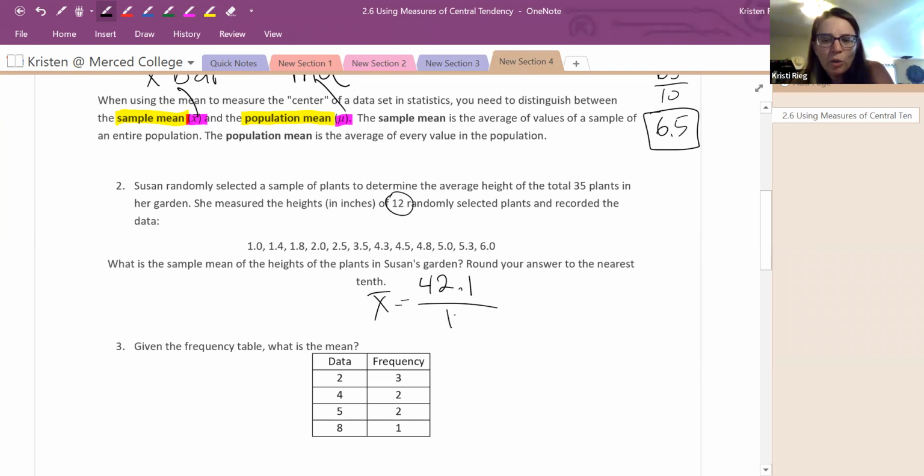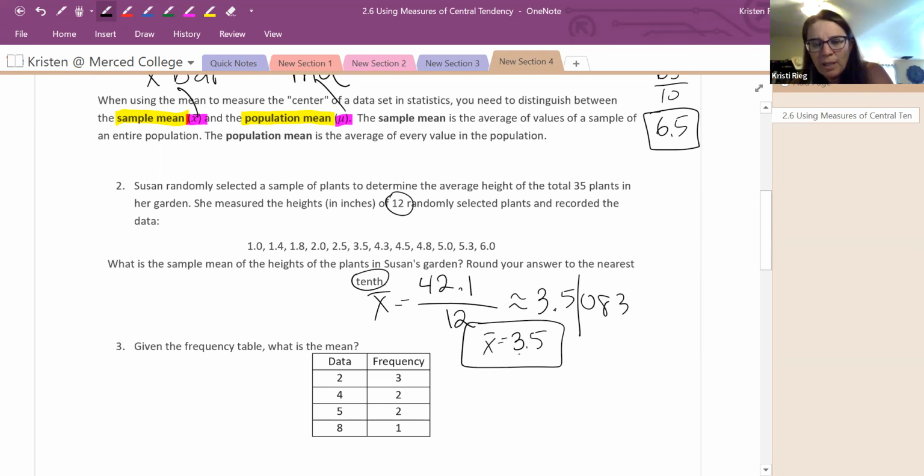And I know that there are 12 in this list. Again, you could count the 12, or you could just see that her sample had 12 in it. Divide by 12, and we get approximately, initially, this is what I'm getting, 3.508, and then a bunch of threes, but it says to round to the nearest tenth. So that's going to be right here. The answer will be 3.5 because the 0 tells the 5 to stay the same.